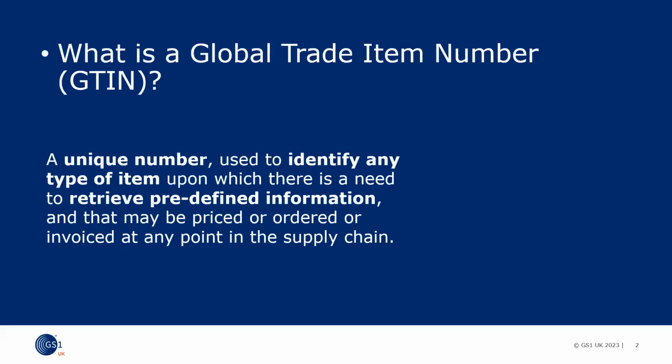The GTIN is a unique number used to identify any type of item upon which there is a need to retrieve predefined information. It's important to note that there isn't a central database of all of this information, so you need to share these GTINs with your customers for them to enter into their systems, so that when the barcode is scanned, it looks up that GTIN in the database and retrieves the predefined information about that product.